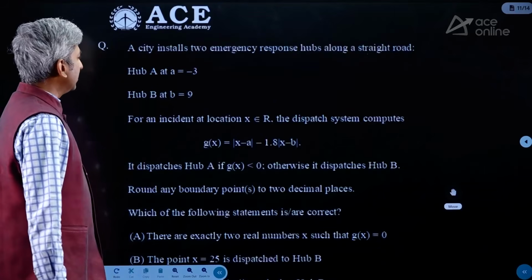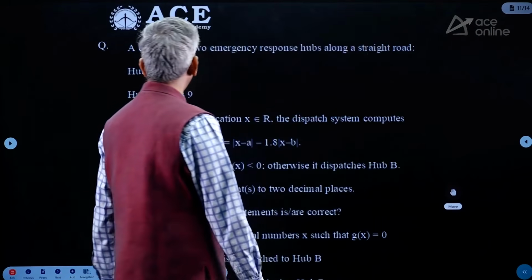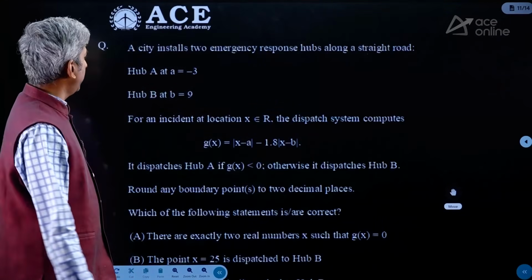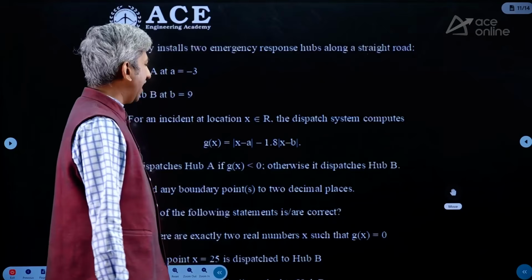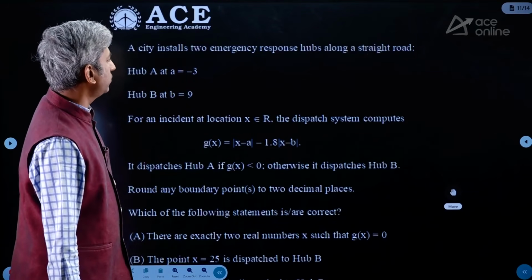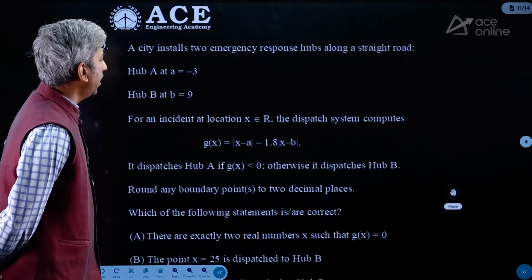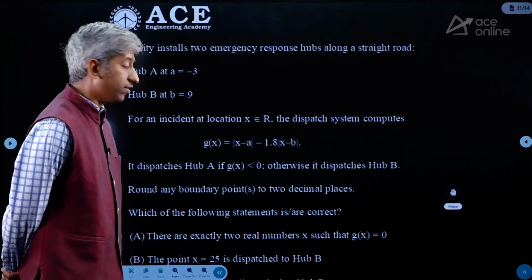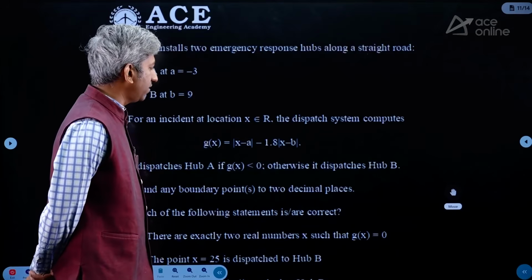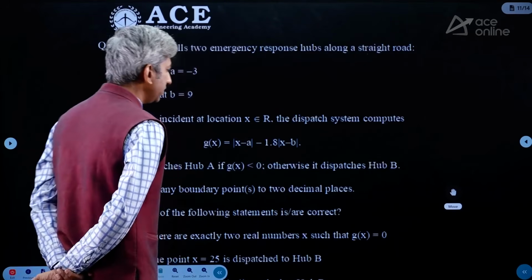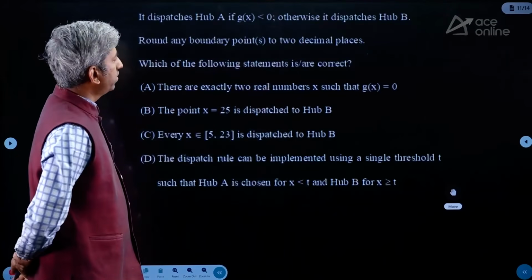The given question is, a city installs 2 emergency response hubs along a straight road. Hub A at A is equal to -3 and hub B at B is equal to 9. For an incident at location X belonging to R, the dispatch system computes g of X is equal to modulus of X minus A minus 1.8 modulus of X minus B. It dispatches hub A if g of X is less than 0, otherwise it dispatches hub B. Round any boundary point to 2 decimal places.